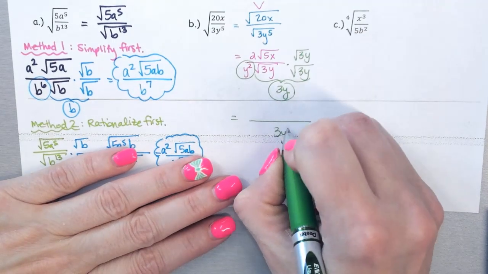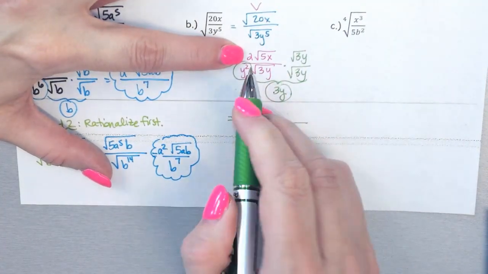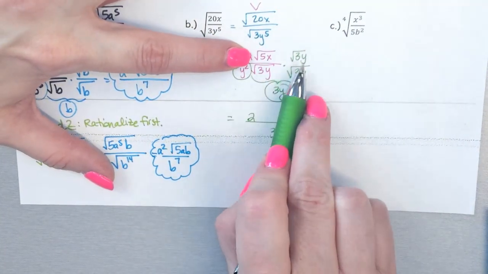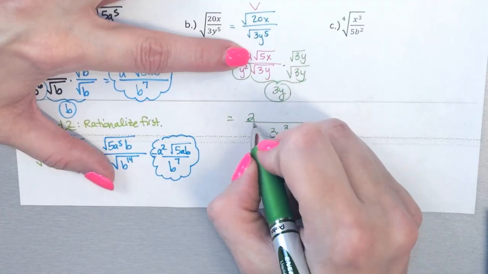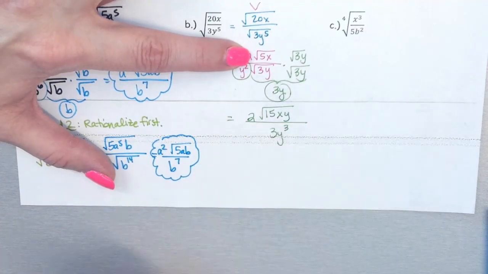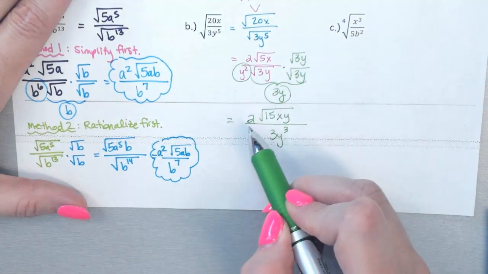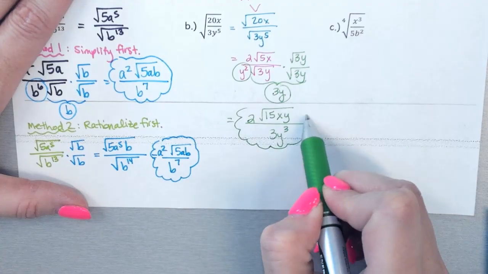Okay, so 3y cubed is the denominator. And then on the top, you only have 2 on the outside. So root 5x times root 3y is going to be the square root of 15xy. Okay, so 2 square root 15xy over 3y cubed.